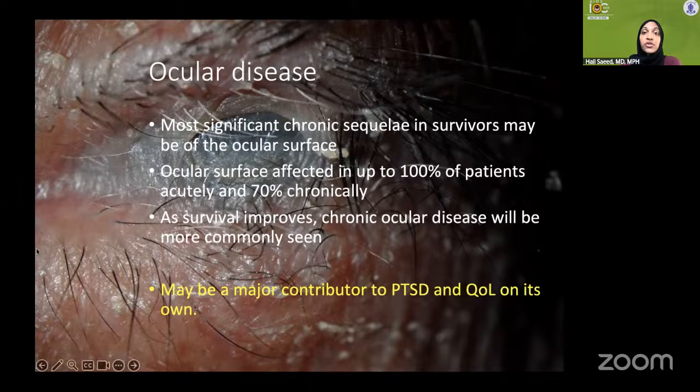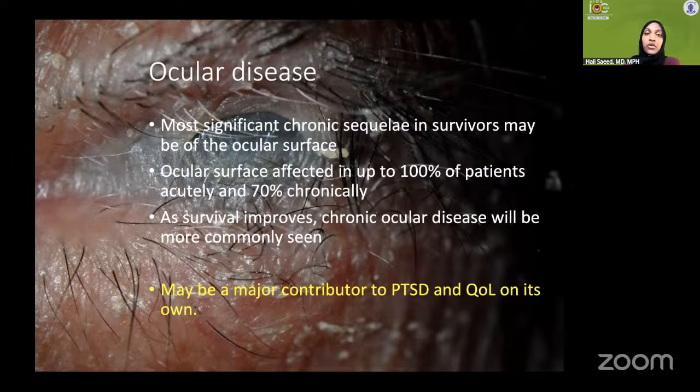And so in patients who do survive, the ocular disease is really what becomes very life-altering. The ocular surface is affected in up to 100% of patients in the acute phase and 70% in the chronic phase. And as survival improves, this is more based on US data. I'm not sure how acute survival rates are doing in India and other parts of the world, but survival is continuing to improve year by year, decade by decade, with better supportive care in the burn unit setting.